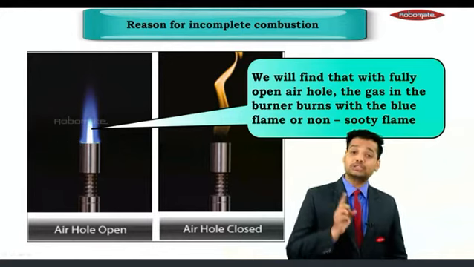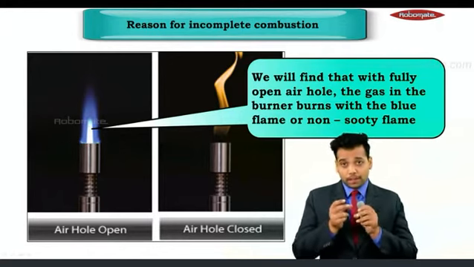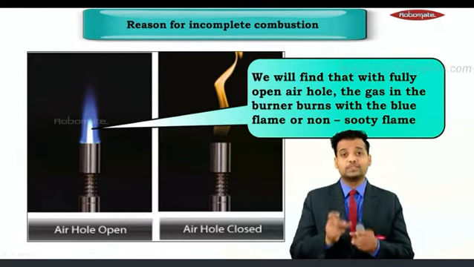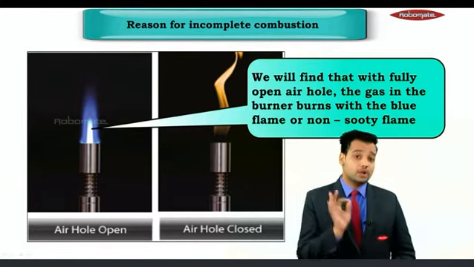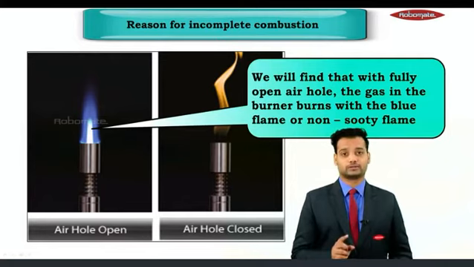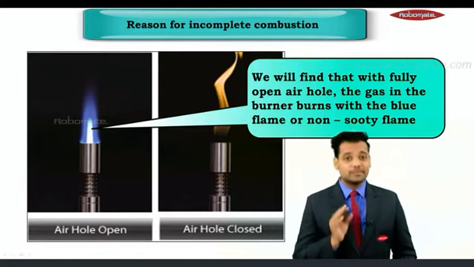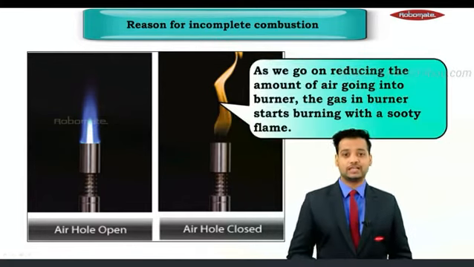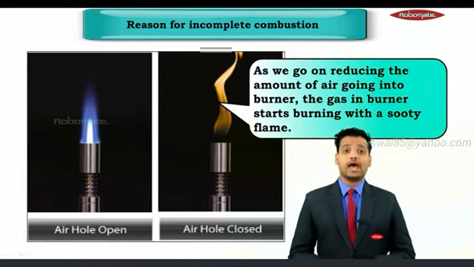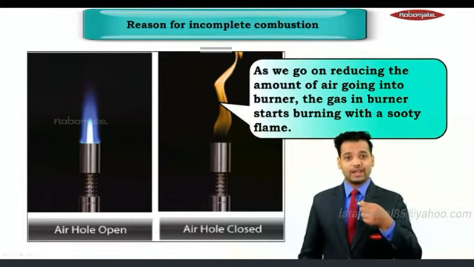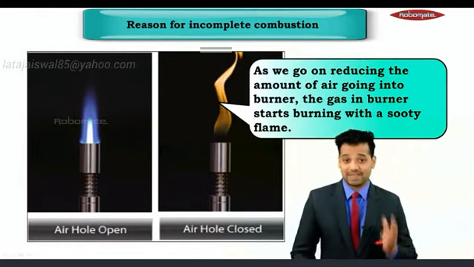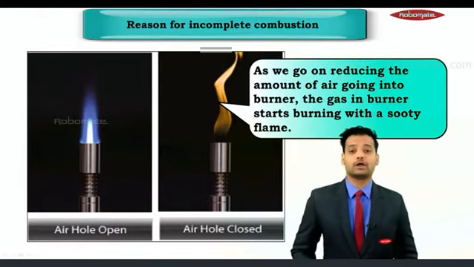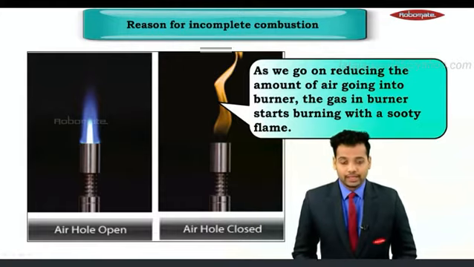But when the air hole is closed, if you just adjust the Bunsen burner, you can close the air hole. That means it will not give a clean flame, and there will be sooty deposits. And you can see clearly, you can do that in your lab. As we go on reducing the amount of air going into the burner, the gas in the burner starts burning with a sooty flame. That is, a black smoke will appear at the top.